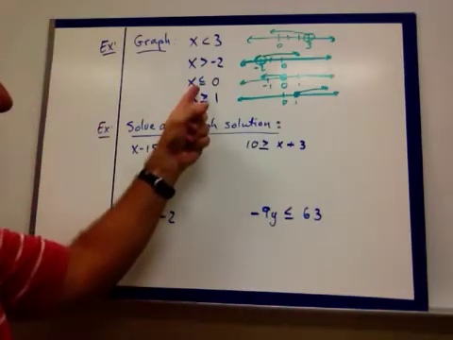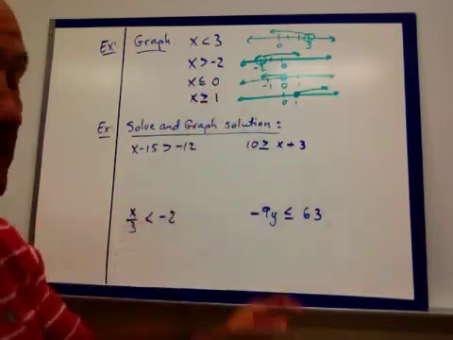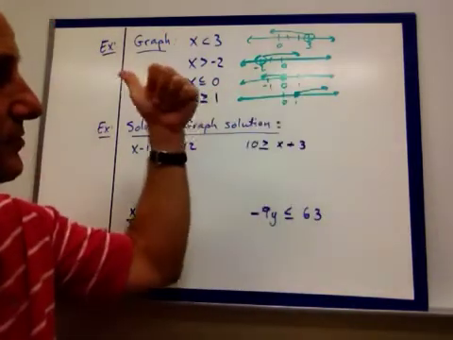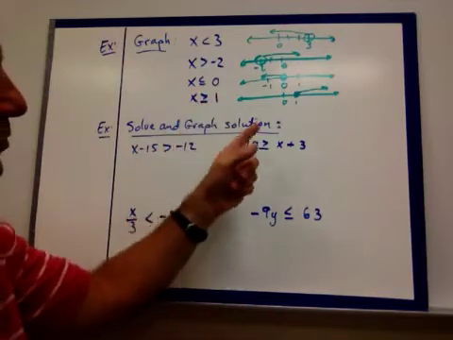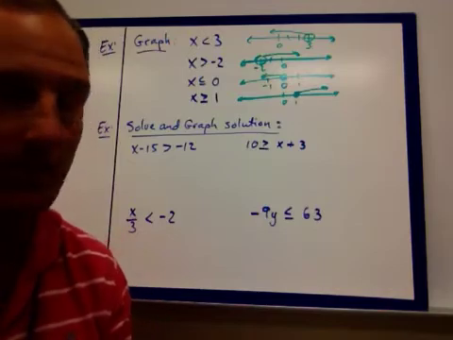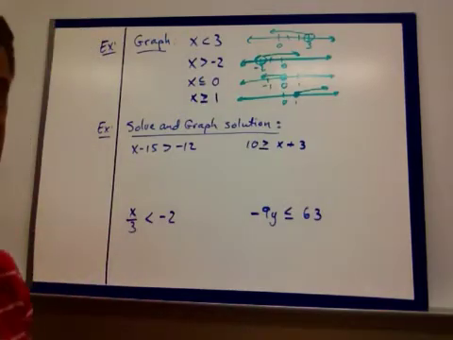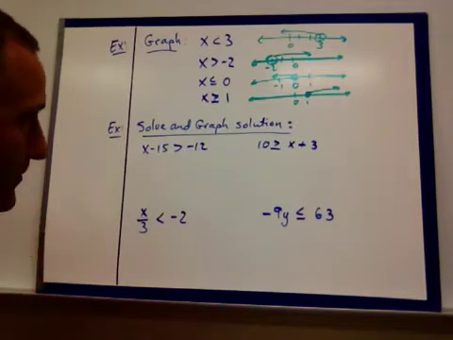If you include the equal, then we just put the dot instead of the open circle. X is less than or equal to 0: put a dot on 0, shade to the left where the smaller numbers are. If x is greater than or equal to 1: a dot on 1, shading to the right where the bigger numbers are. Okay? Should be kind of a review for you. Solving some of these.